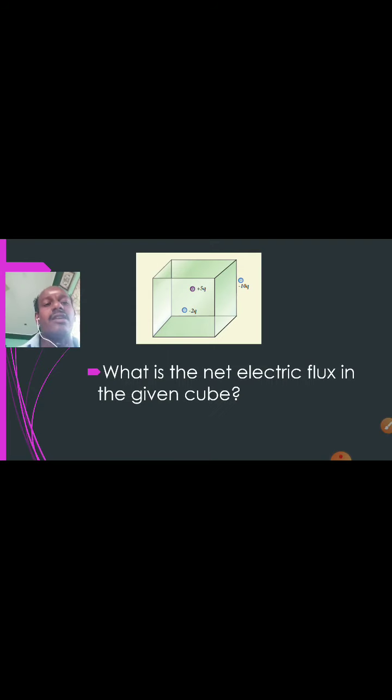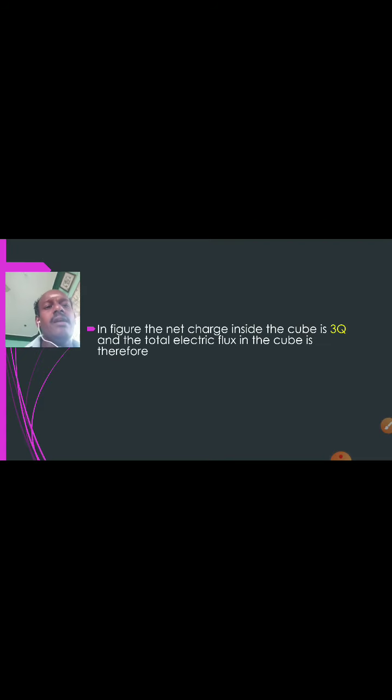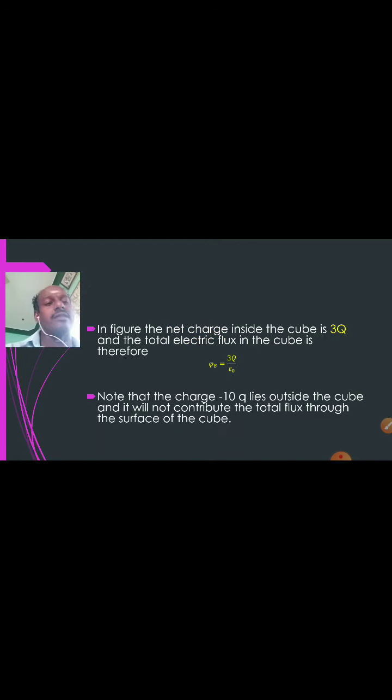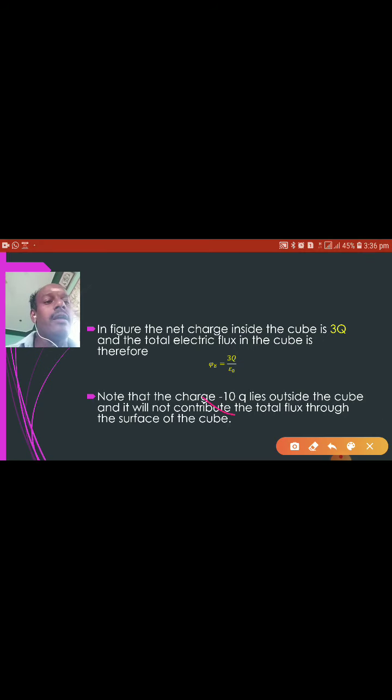In this diagram, plus 5q and minus 2q are present inside the cube and minus 10q is outside the cube. Now what is the net electric flux in the given cube? Here the net charge inside the cube is plus 3q. Therefore the total flux will be 3q by epsilon naught. Remember, the charge which is outside the system will not contribute any flux. The minus 10q lies outside the cube.